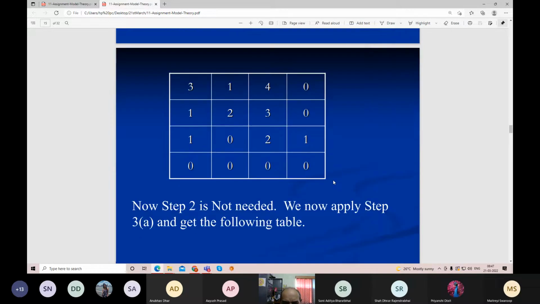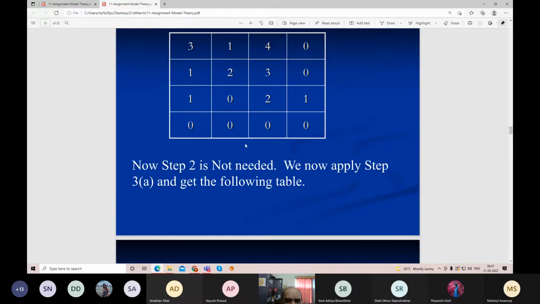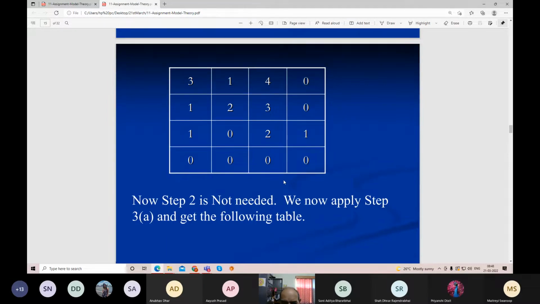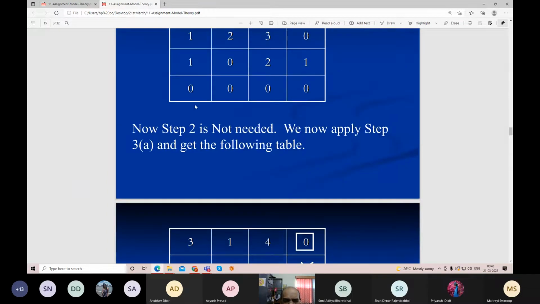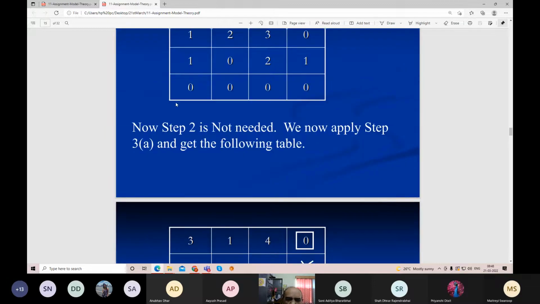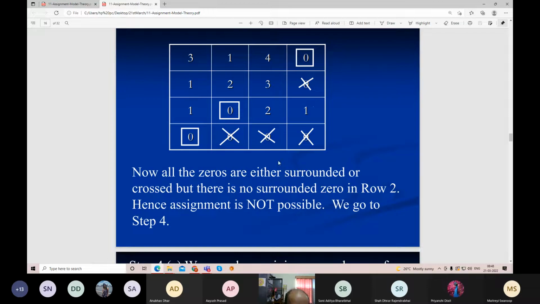Now we are coming to the third row. Third row, there is a 0. We assign to this 0, only one 0 we assign, and we cross out the other 0 in the same column. So this we cross out. Then ultimately in the last row, there is only one 0. We assign to that, and this is your outcome.